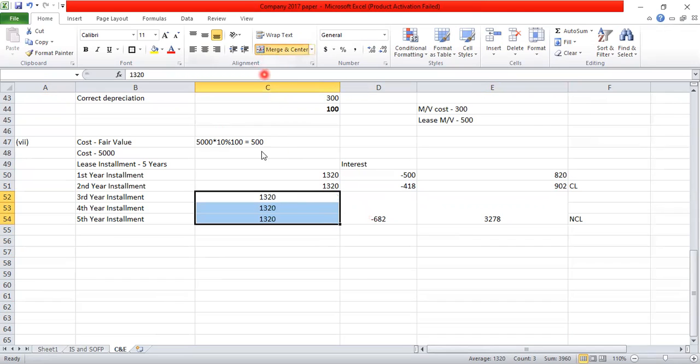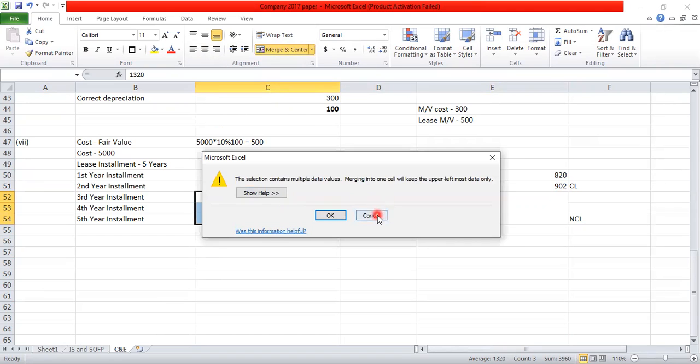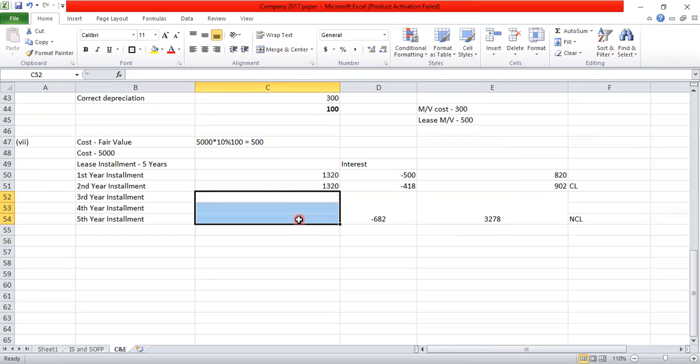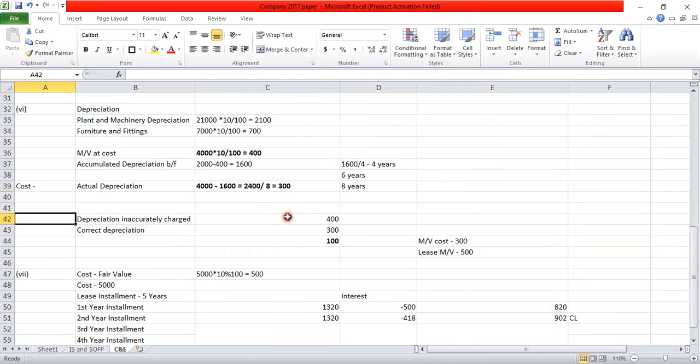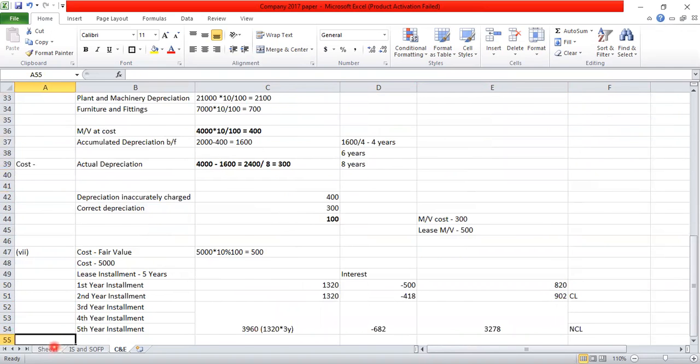I can merge it and show you. I'm going to delete this and merge it to show that the whole balance is 3960, because it's three balances, 1320 into three installments. So I hope you understood the basic adjustment of leasing. So we move on to adjustment number 8 and 9 now.